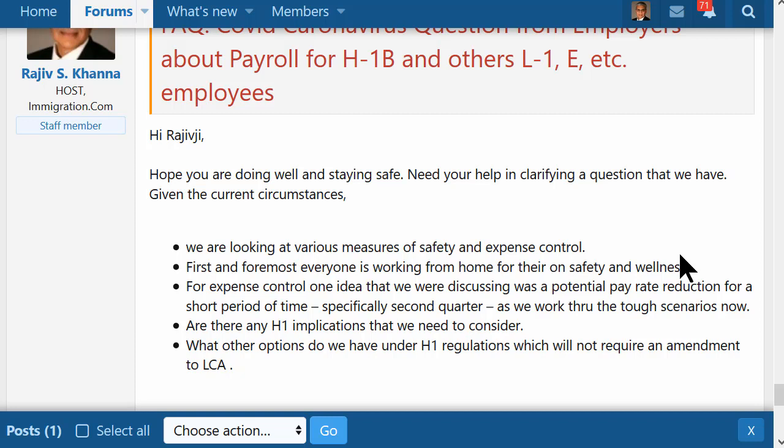Okay, so in general, in principle, a reduction across the board is acceptable as long as you don't fall below the prevailing wage according to the Department of Labor. Okay.